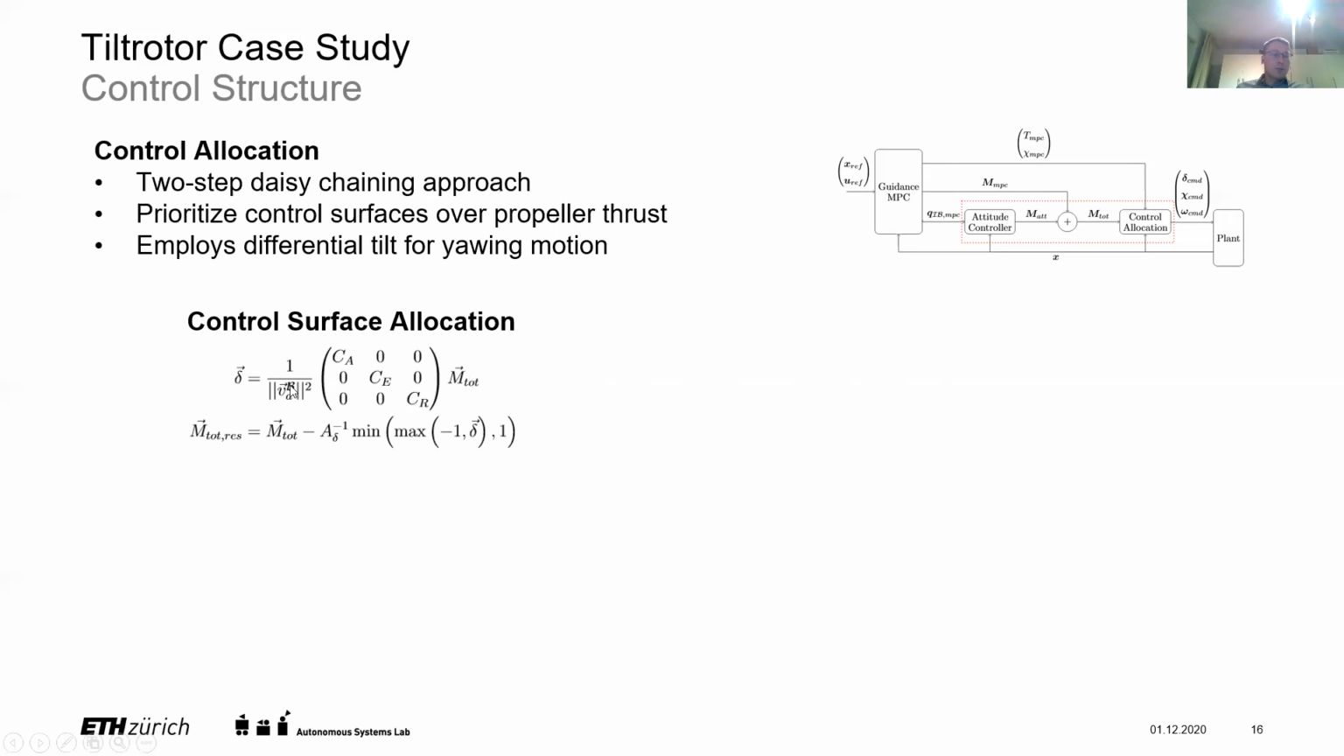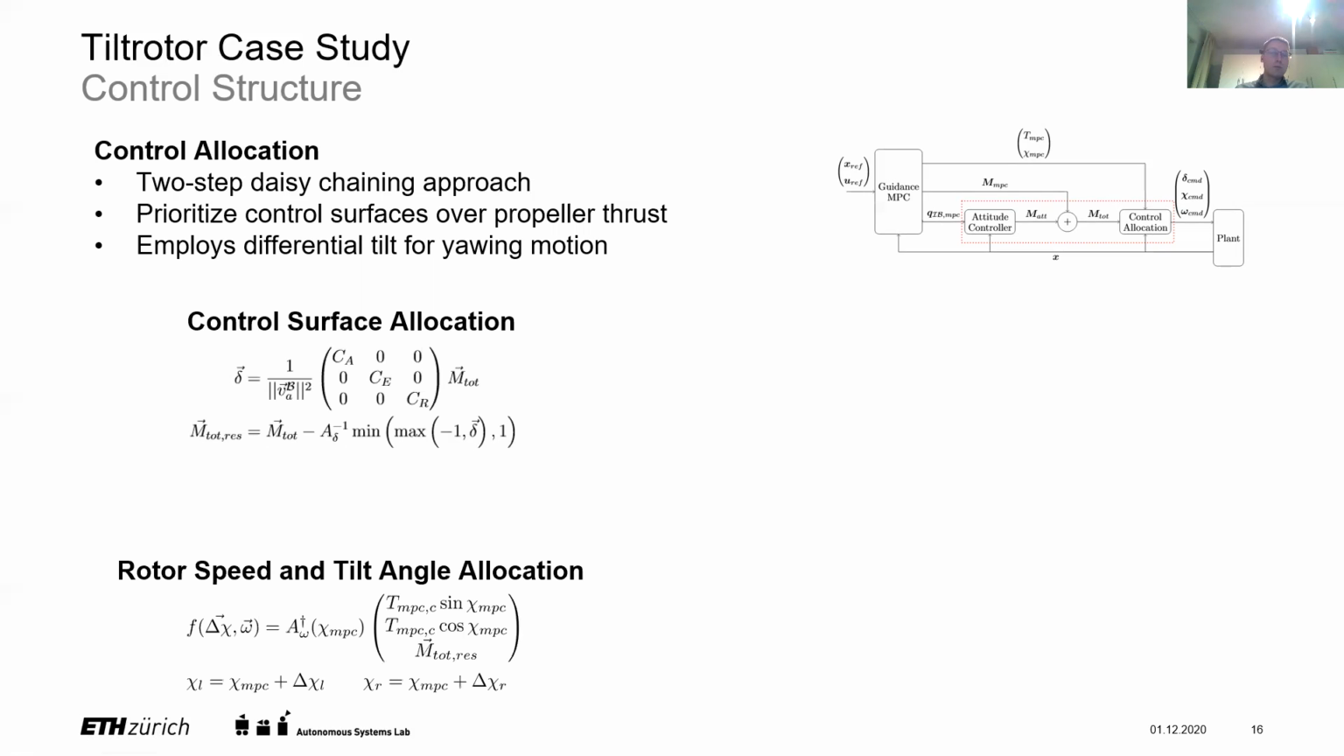Now, of course, the control surfaces cannot be deflected indefinitely, which is why they need to be saturated. In this case, this is just normalized between -1 and 1. Any torque which could not be allocated, this residual torque here, is then passed on to the second step of the daisy chaining approach, which is the allocation of the rotor speeds and tilt angles.